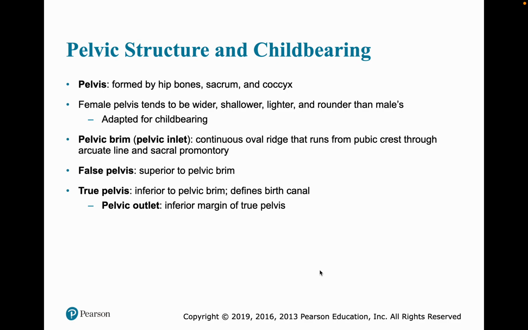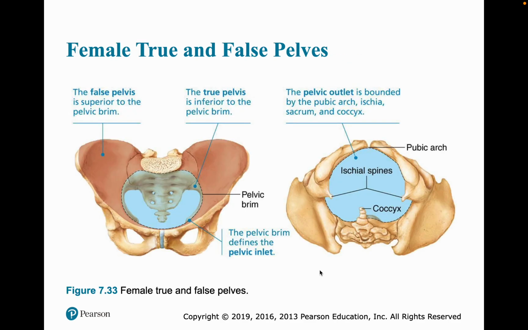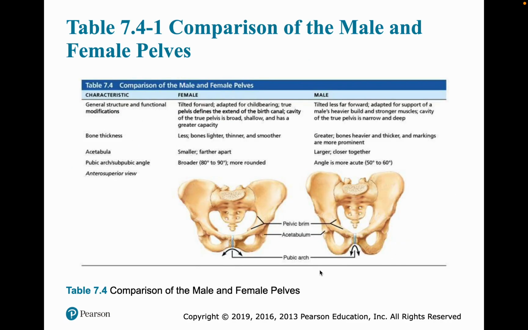The false pelvis is above the pelvic brim. The true pelvis is everything below the pelvic brim, and that defines the birth canal. And the pelvic outlet is the lower part of the true pelvis. So here we see some of the differences pointed out in the female pelvis, and then we see the comparison with a male pelvis. This pubic arch is a good way to tell. You can also see some of the differences in the other places.